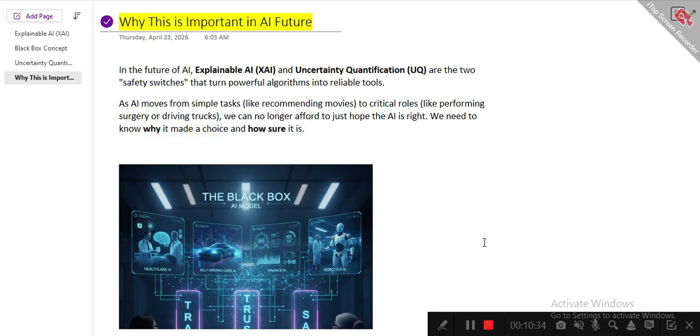To say it again in simple words, explainable AI tells us why a decision was made, and uncertainty tells us how sure the system is. Both are necessary for building safe and trustworthy AI systems. In the future, AI will not just be smart. It will need to be understandable and trustable. Because real intelligence is not just giving answers, it is also explaining them.